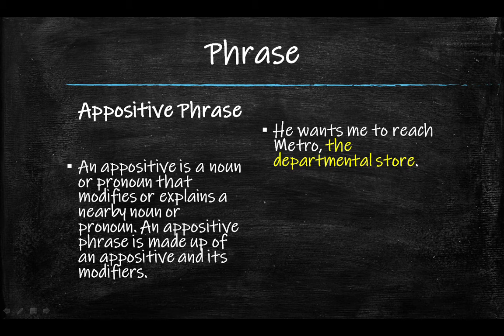The departmental store. The departmental store in its composition is a noun phrase. It consists of a noun, store, and there are two modifiers, article and adjective, the and departmental, and it's placed in front of another noun, and that noun is Metro, and it is telling us what that noun Metro is. It is the departmental store. So functionally it's explaining a noun, and structurally it's a noun phrase, so we'll call it an appositive phrase.